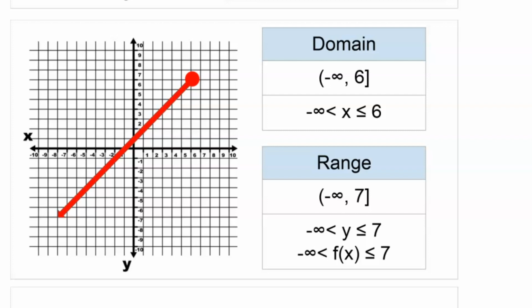So with the negative infinity, again, we have the parenthesis, because it will never actually equal negative infinity. And then on the 7, we have the square bracket, because the y does equal 7. And with the inequalities, again, we do not have the equal to sign with negative infinity, but we do have the equal to sign with the 7.